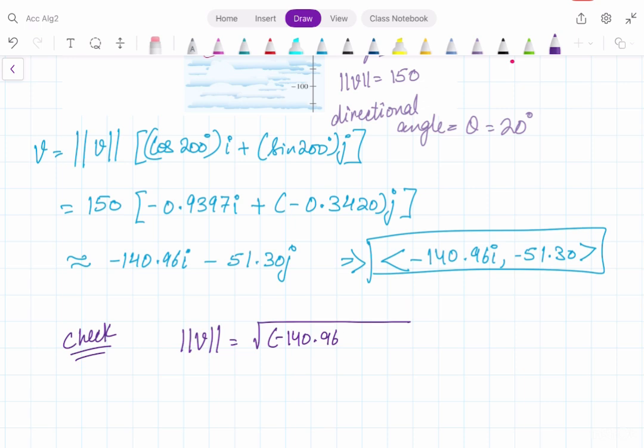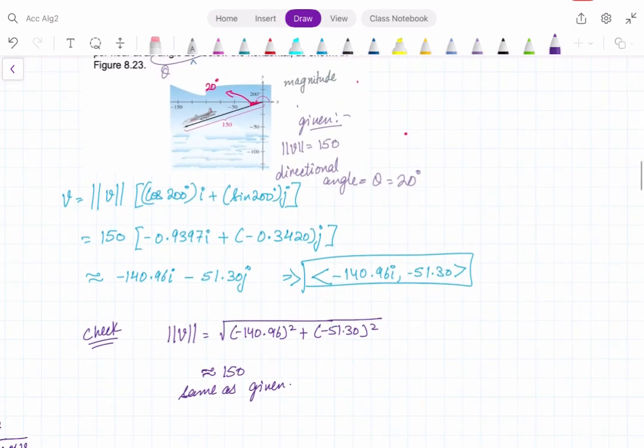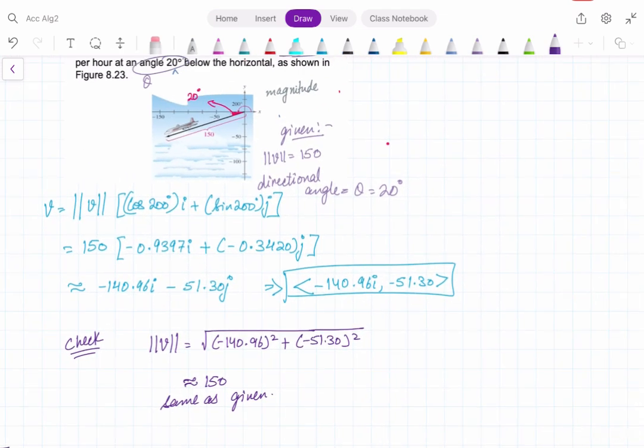How to check? Let's find the magnitude. If we are getting the magnitude as the given magnitude, so given magnitude was 150. If these two components, while computing, give you approximately 150, that means these components are correct. The vector is correct. So when we calculated, we got approximately 150. So take this chapter slow and watch it again to get it.